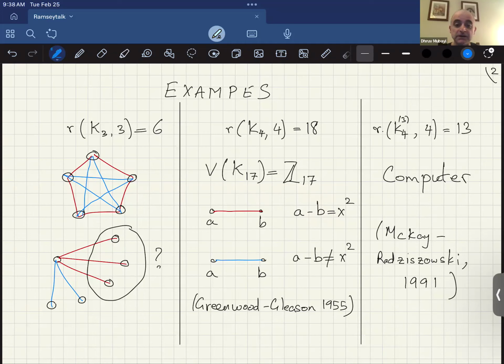The vertex set is the integers mod 17, and you color a pair red if it's a quadratic residue and blue if it's not. This was a construction from Greenwood and Gleason in the 50s. Then you have to analyze this carefully to show that there are no 4 points having the same color. That proves the lower bound.